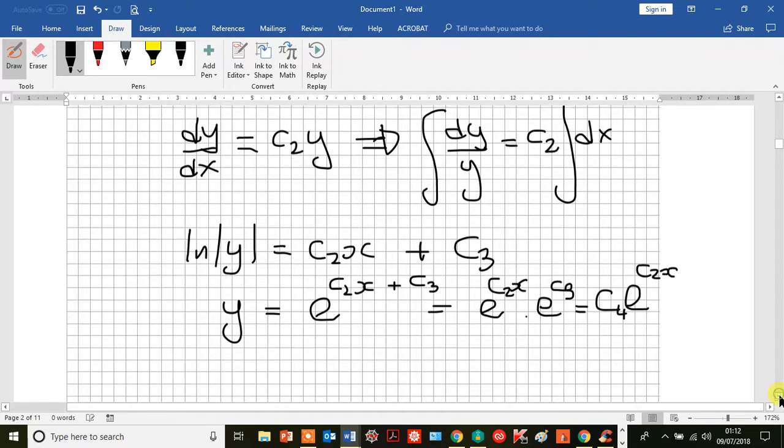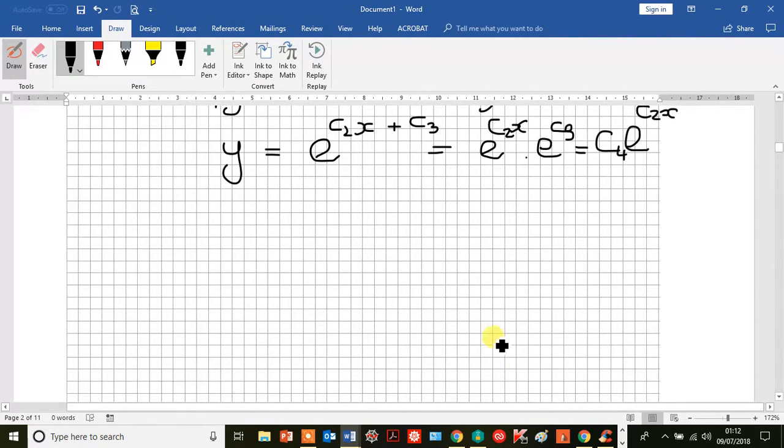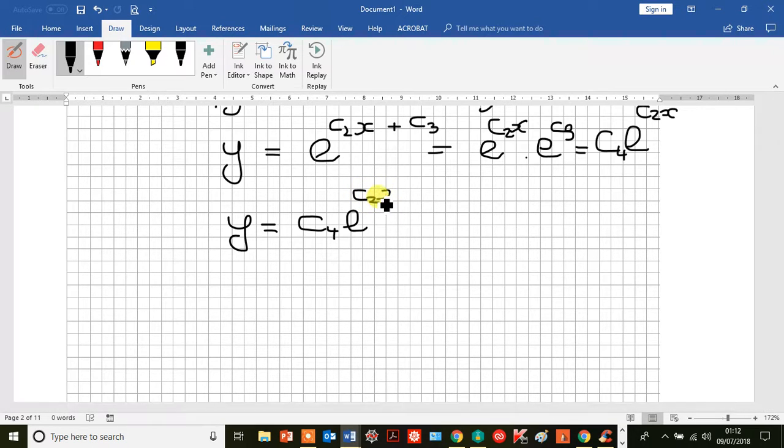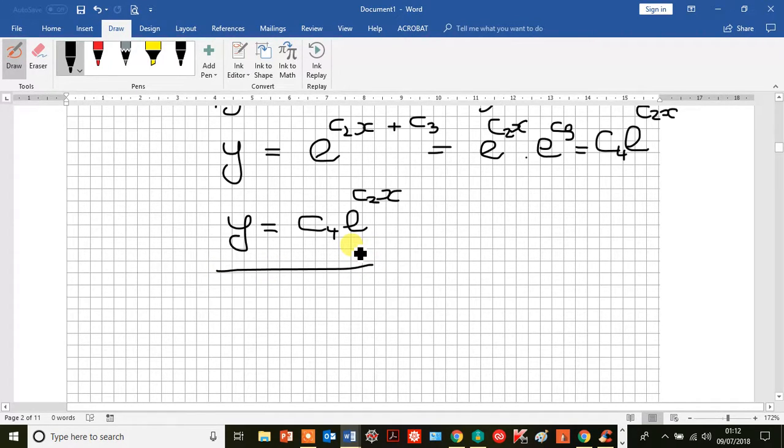Okay, right. So we've got a final solution to the original ordinary differential equation, which is that y equals some constant times e to another constant times x. Okay.